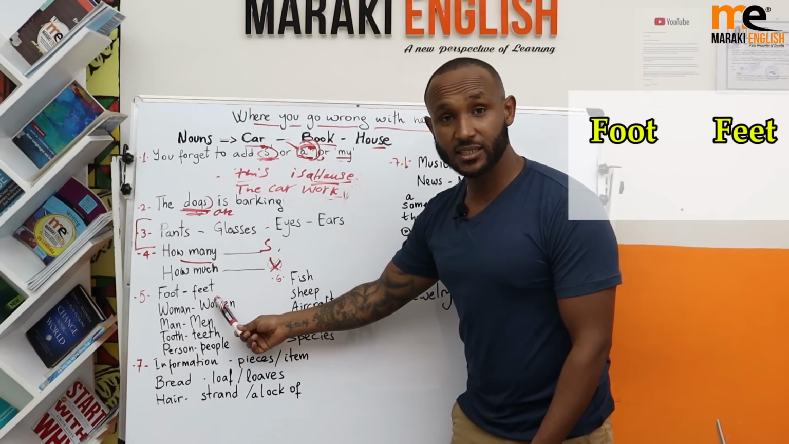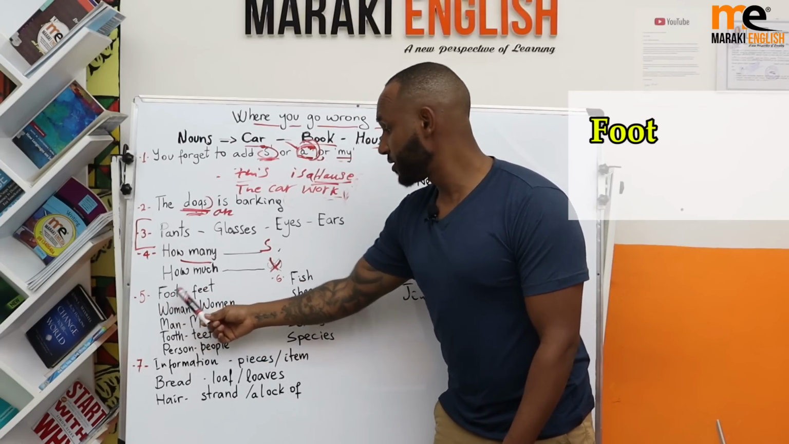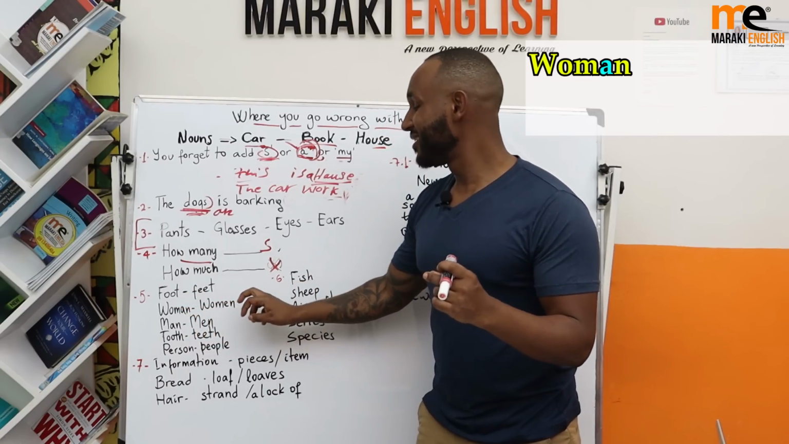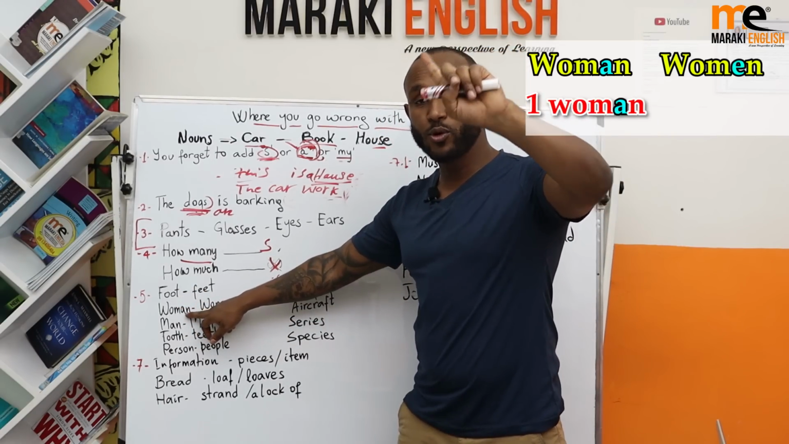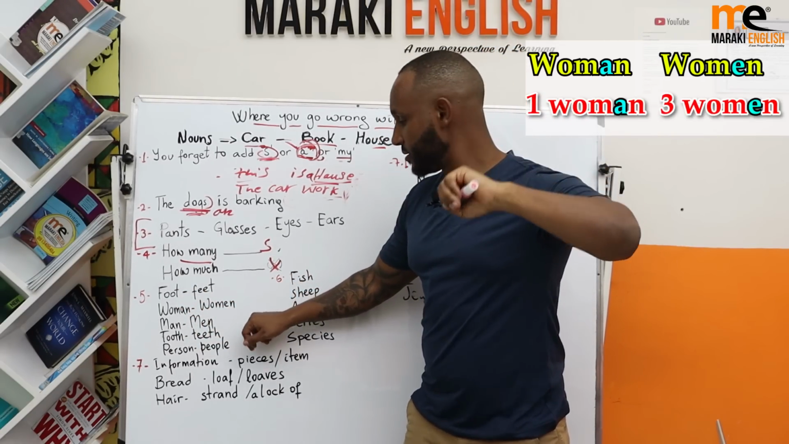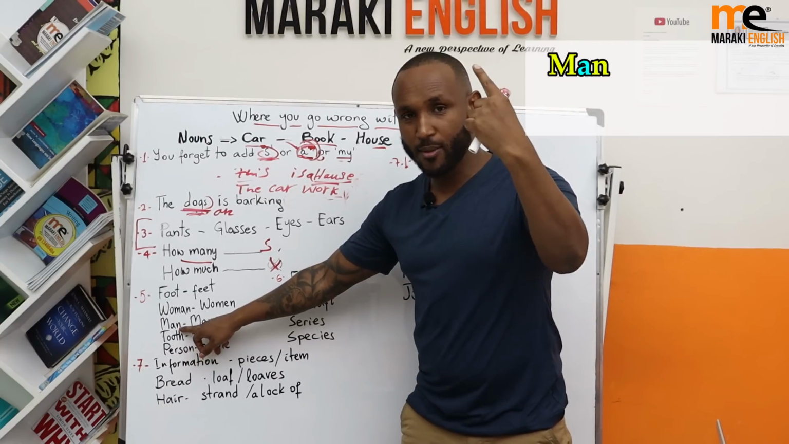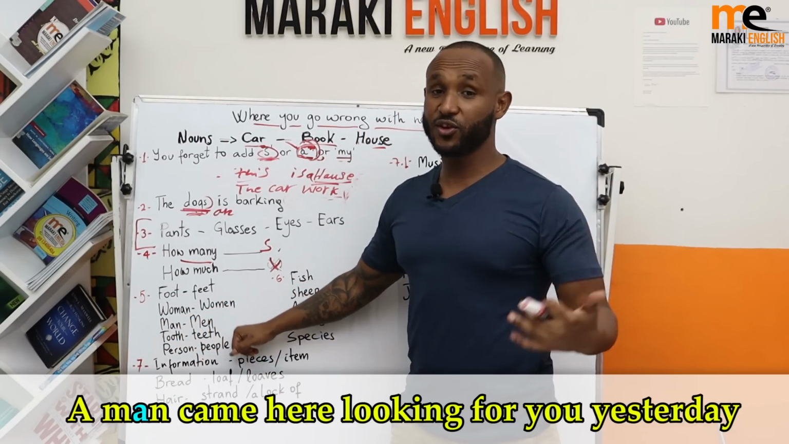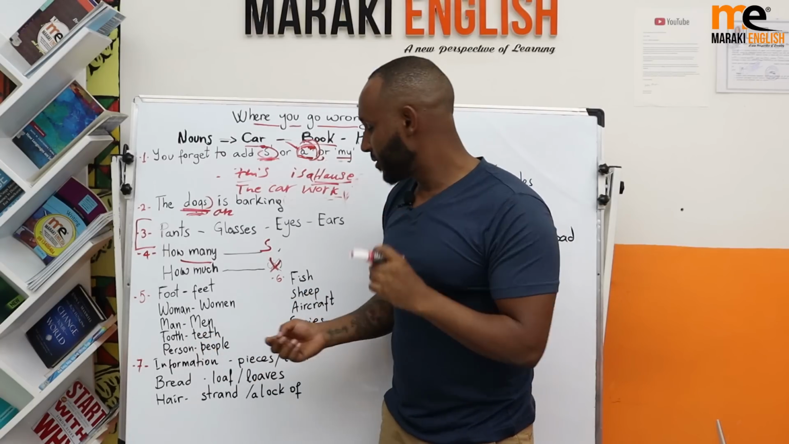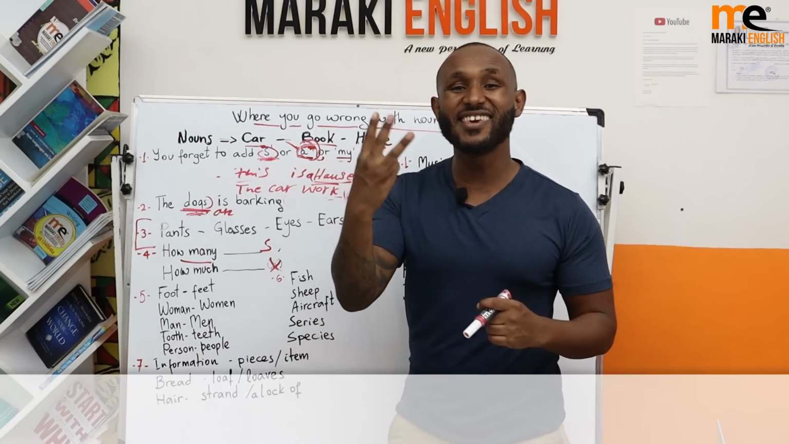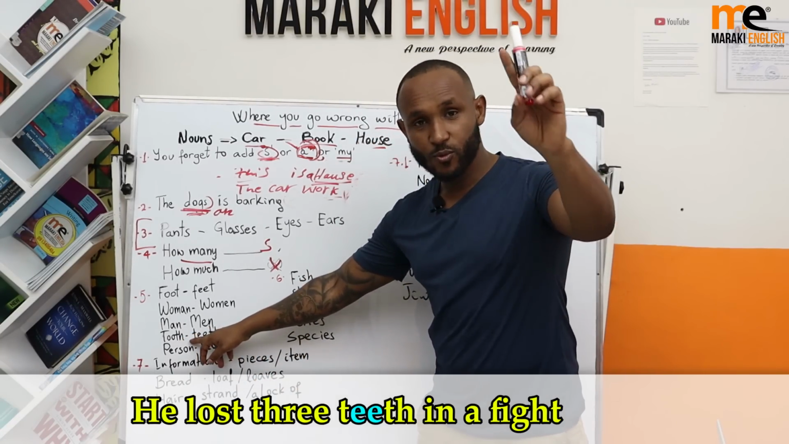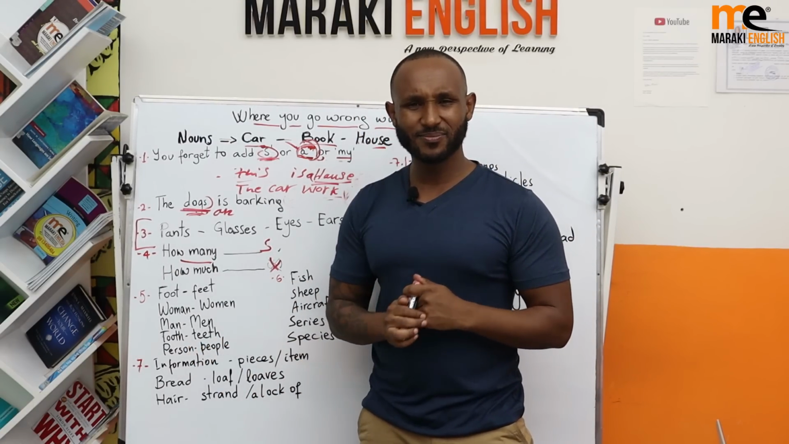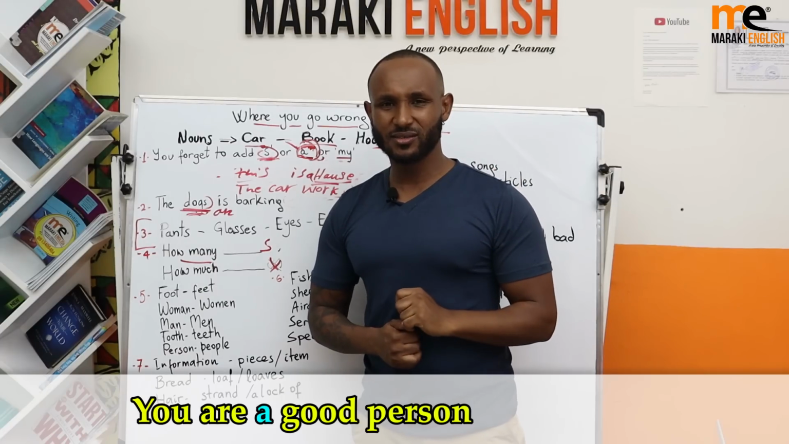Foot, feet. Okay? Foot, feet. 1 foot, 3 feet. Woman, women. 1 woman, 3 women. Man, 1 man, 5 men. A man came here looking for you yesterday. Tooth, teeth. He lost 3 teeth in a fight. Tooth, 1, teeth, many. Person, people.